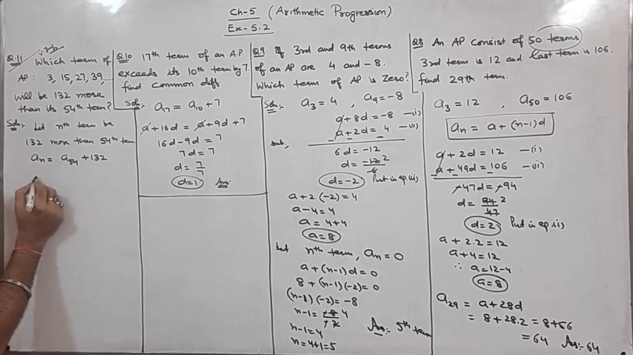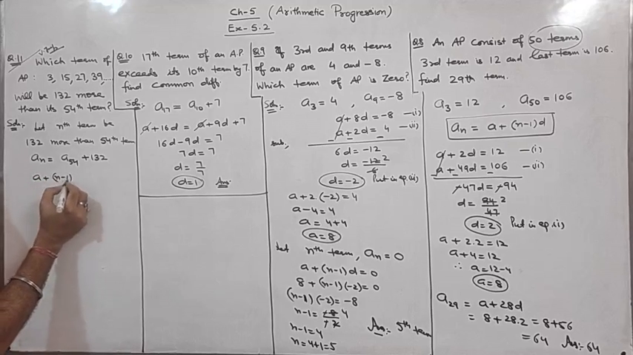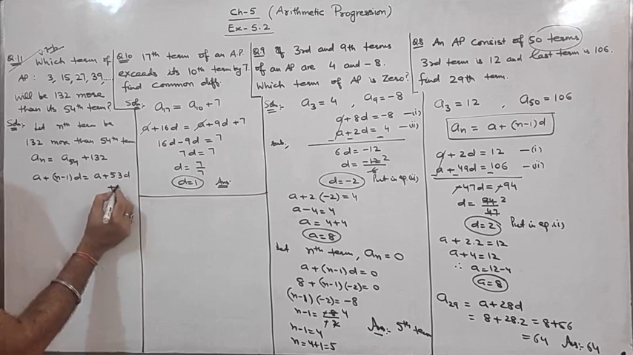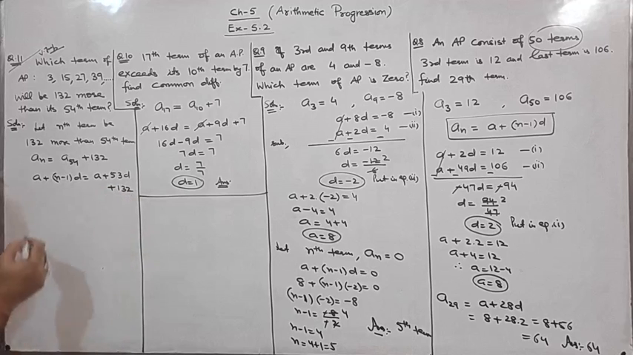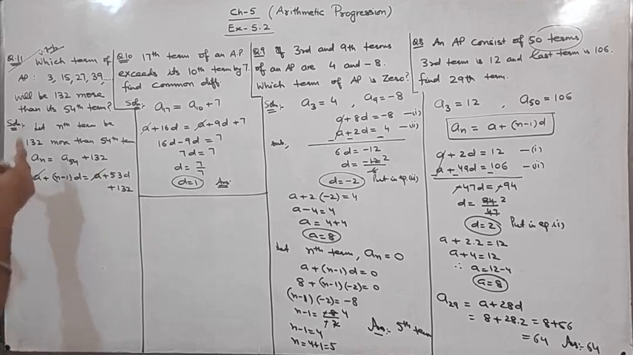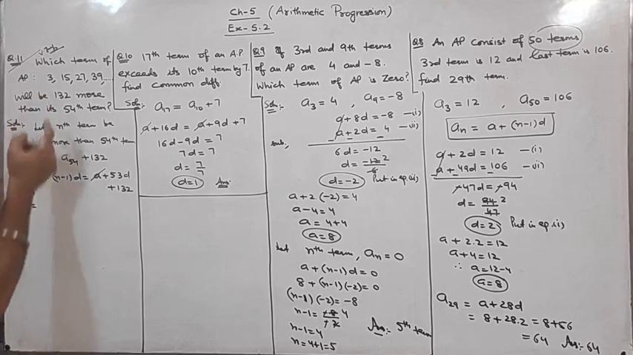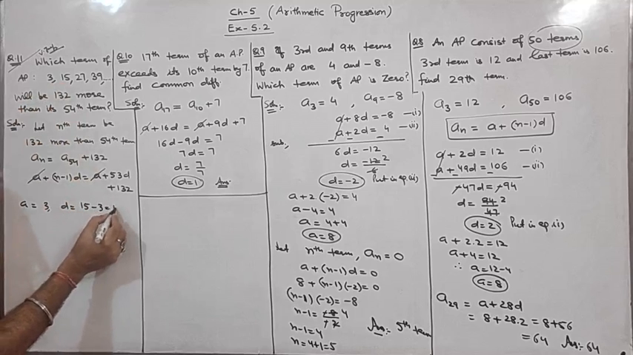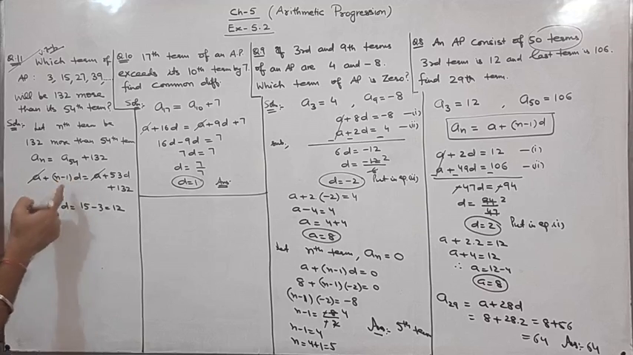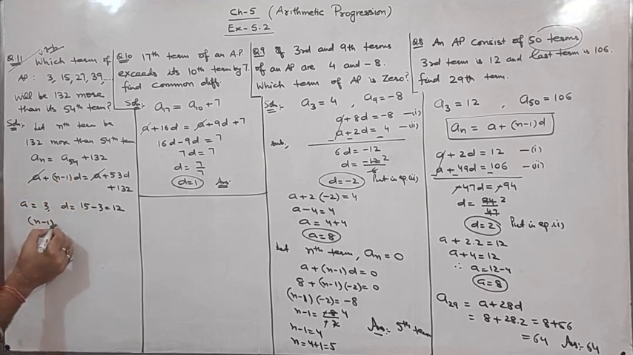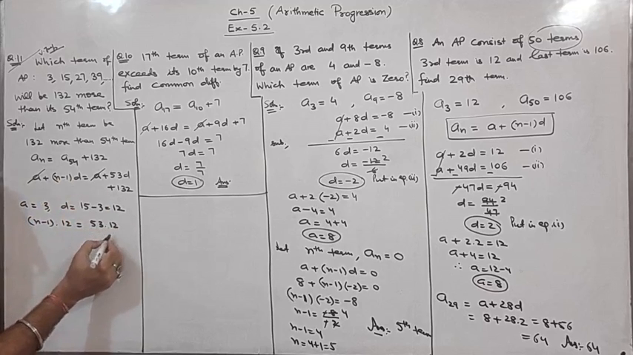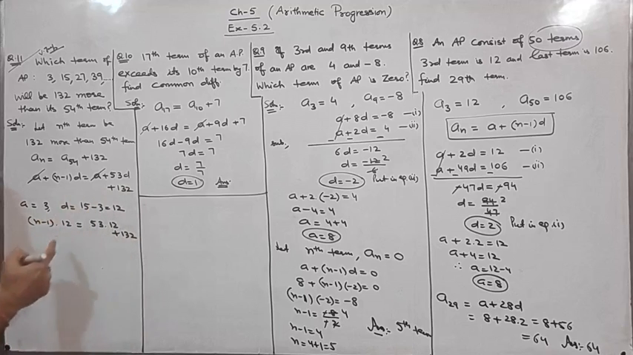Now the nth term formula is A plus n minus 1 into D. The 54th term formula is A plus 53D, plus 132. You can cancel A on both sides. Now from the question you see the first term A is 3 and the common difference D you can find out: 15 minus 3 is 12. So put the value of D in this equation: n minus 1 into 12 on the left, and on the right hand side 53 into 12 plus 132.